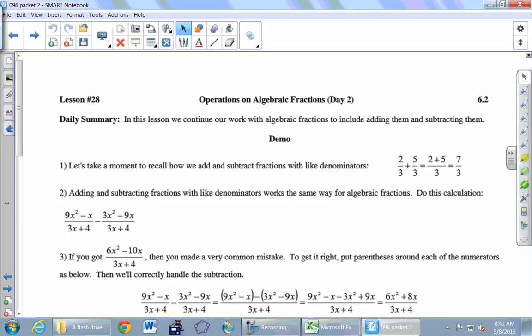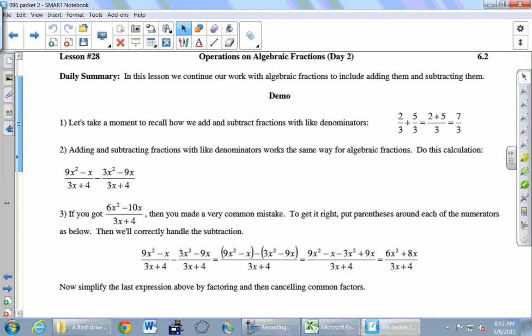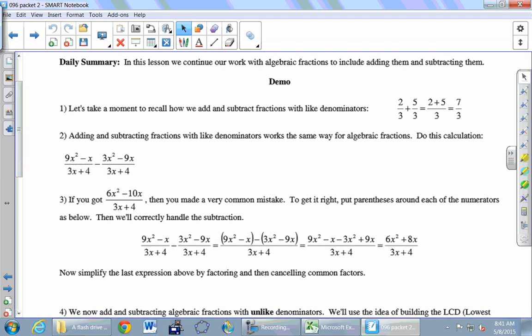Okay. So let's jump up here to the top. I'll start with the summary, number 1. Okay, so 2/3 plus 5/3, easy or hard? Easy, right? Because they have the same denominator. They have a common denominator.